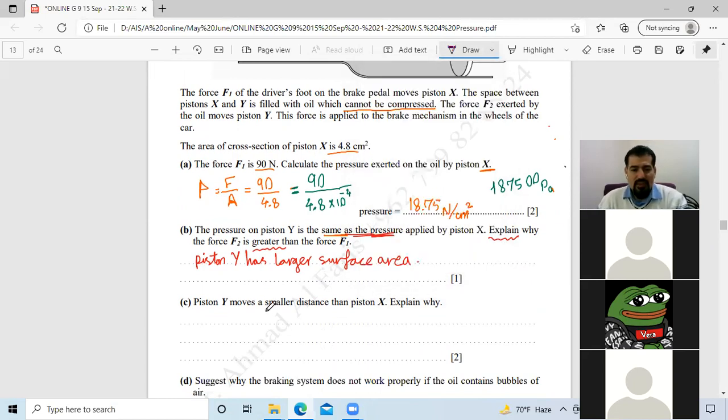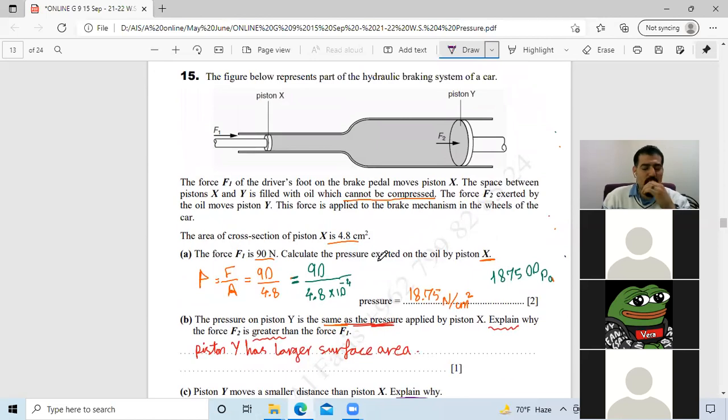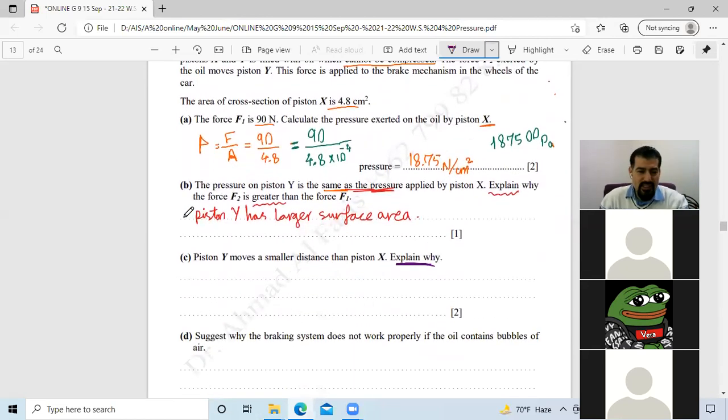Next. Piston Y moves a smaller distance than piston X. Explain why. This is one of the unique times that if you repeat the same explanation, the same statement, you get another mark. Look here, why does piston Y move a smaller distance? We said that it has larger surface area.